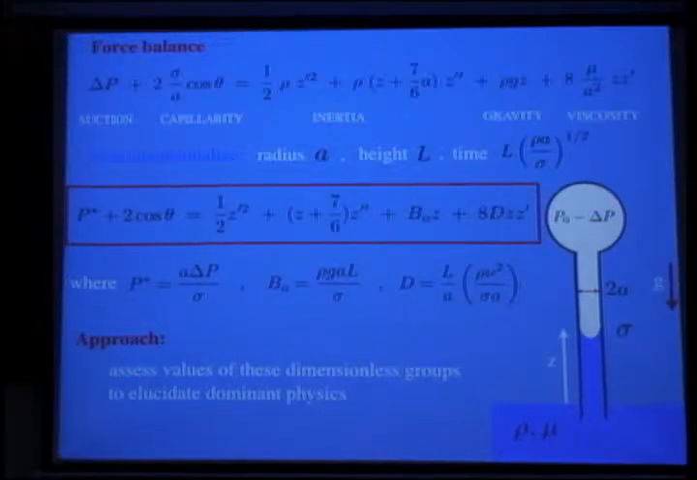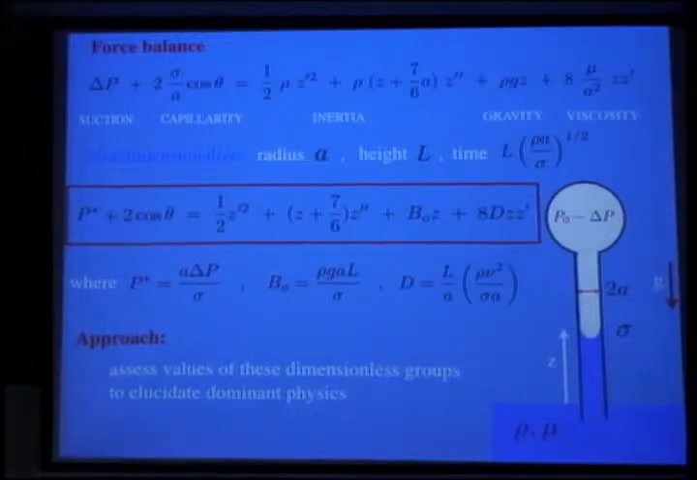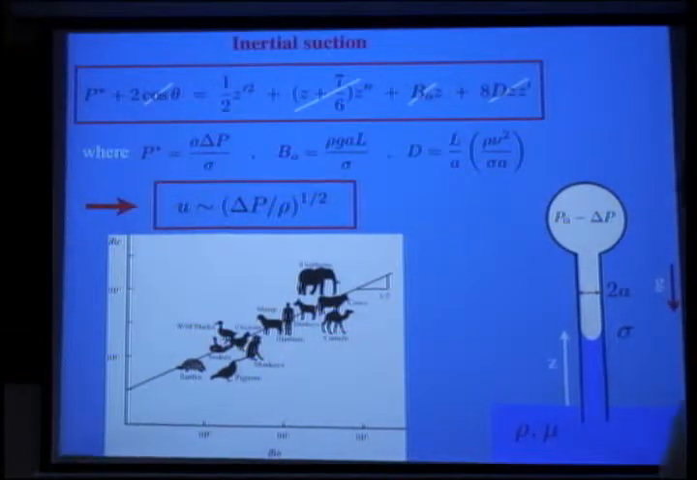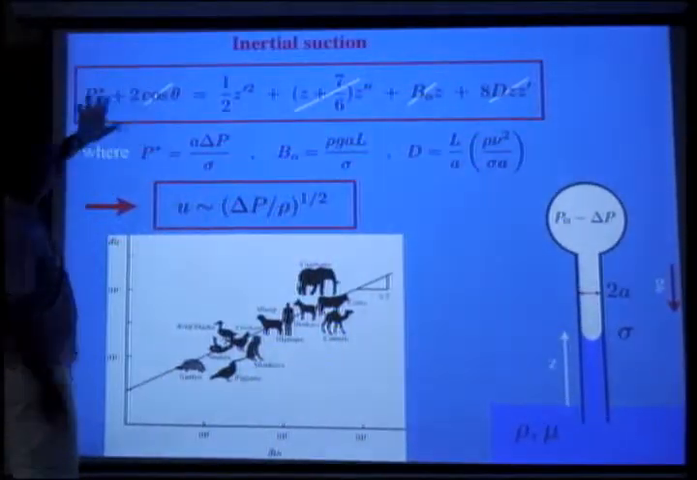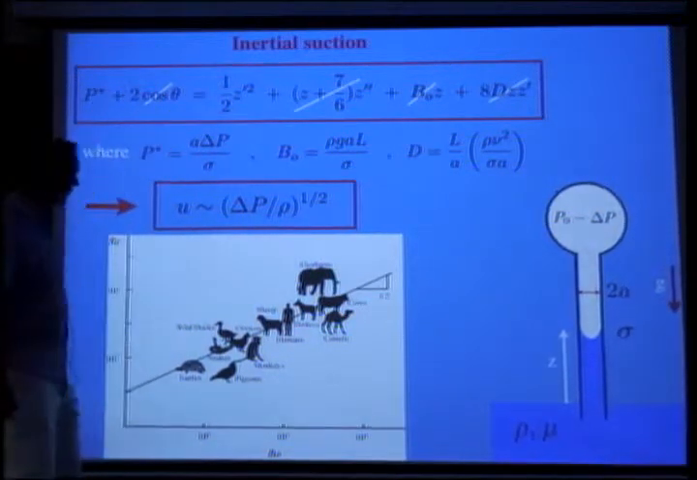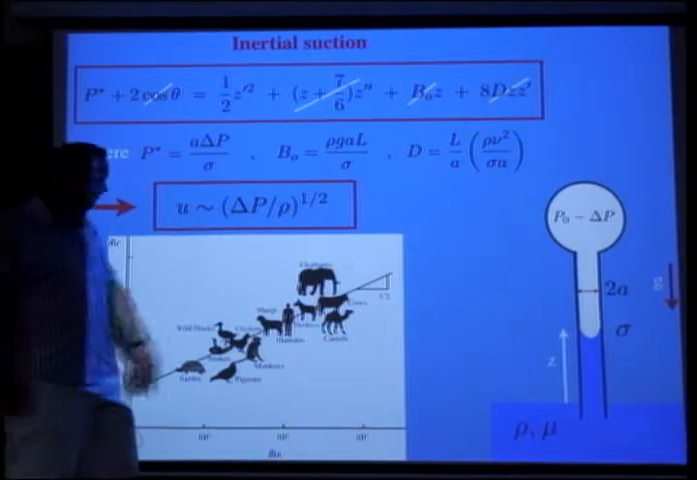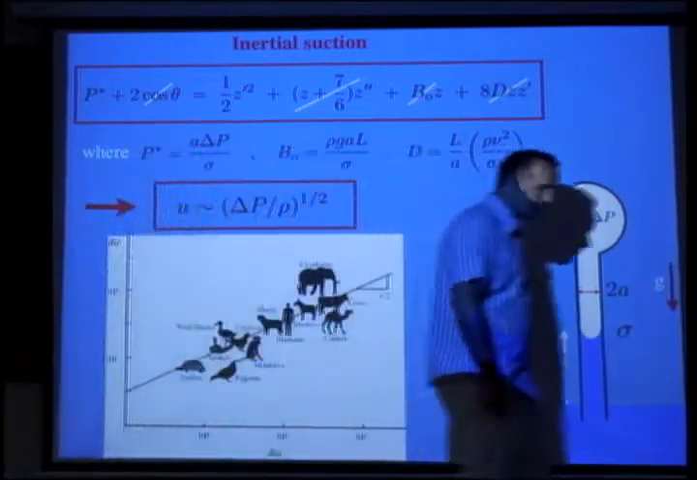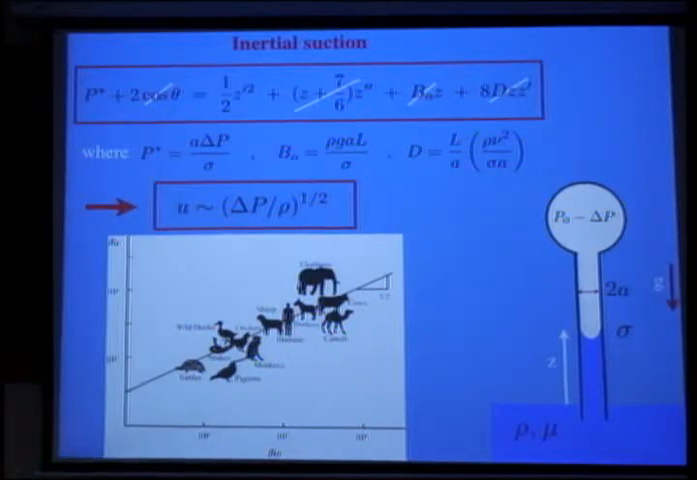Okay, and so for large creatures which use inertial suction, this term dominates. We basically just have a balance of the suction pressure and inertia, and that gives us a speed which goes like this, a very simple scaling. And that's basically what's used by all of these guys. Okay? And that rationalizes that data. So elephants, humans, camels, and so on.